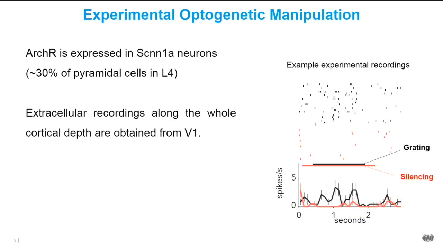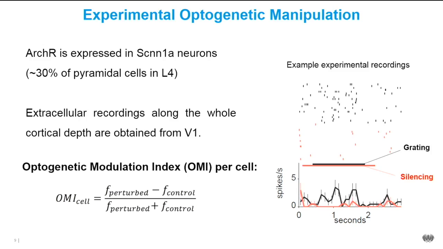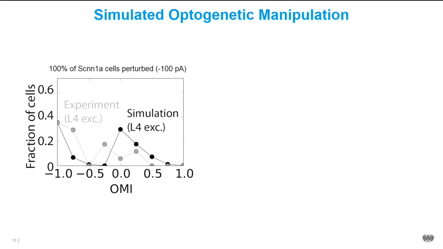We want to quantify this for every cell and look at the overall population of cells, and this was done with an optogenetic modulation index. The general idea is that if it's negative, that cell's activity decreases because of the silencing of the SCNN1A, and if it's positive, it's an increase in activity because of the experimental perturbation. We wanted to compare the simulation with the experiments. The simulation is shown here in the black curve, and the experiment is in the gray curve.